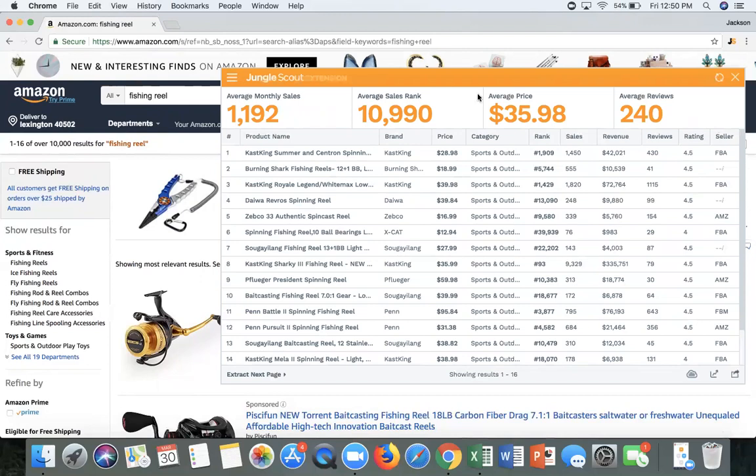First off, you have your average numbers up top. This is what you want to look at first to begin with, okay? So we have average monthly sales, average sales rank, average price, average reviews. Now, what I look at the most, I don't really even look at average sales rank. People that I've learned from don't even say to look at it either. What you want to look at is average monthly sales, price, and reviews up here on the top right here.